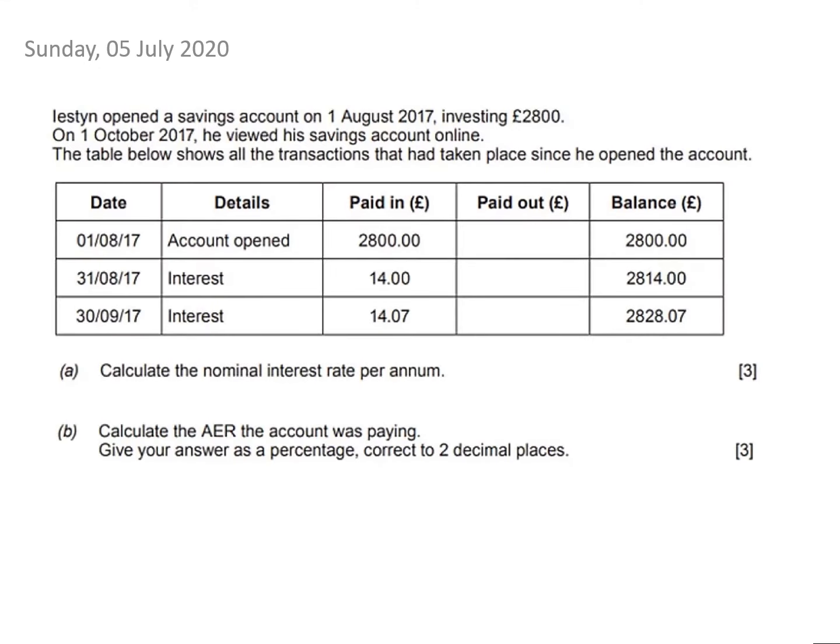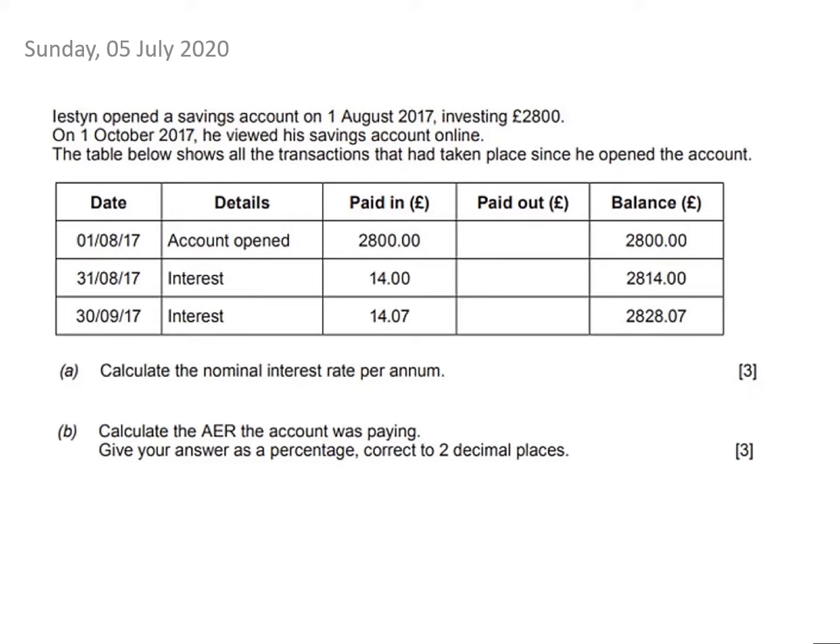One last past paper question. This is slightly different from the previous two. The previous two we were given a nominal interest rate and we had to work out the AER. In this case they've given us a table, and it's a table of transactions from having opened a savings account. So it's saying that on the 1st of August we opened the account, we put in £2,800, and hence in our account we had £2,800.